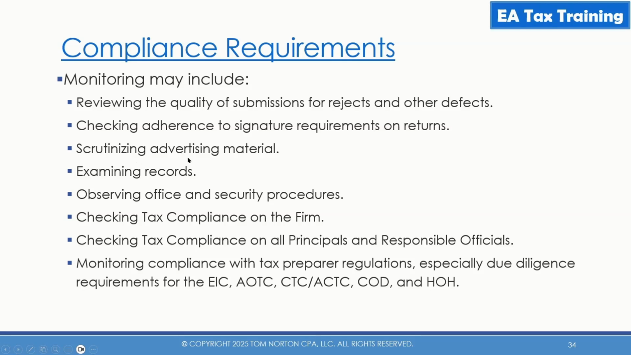Scrutinizing advertising material, examining records, observing the office and security procedures, checking tax compliance on the firm and its principals, monitoring compliance with tax preparer regulations, especially due diligence requirements for all of those credits and for head of household status. So the IRS wants to make sure that if you are an ERO, that you are following the rules, getting all the signatures you're supposed to get, keeping your data safe, doing your due diligence, etc., and so forth.